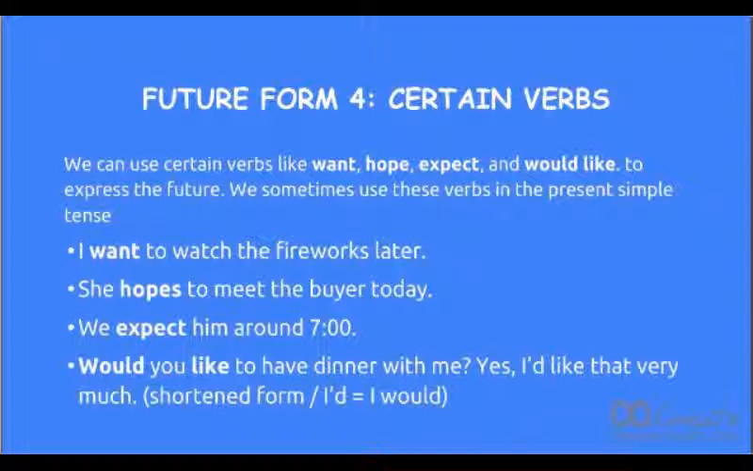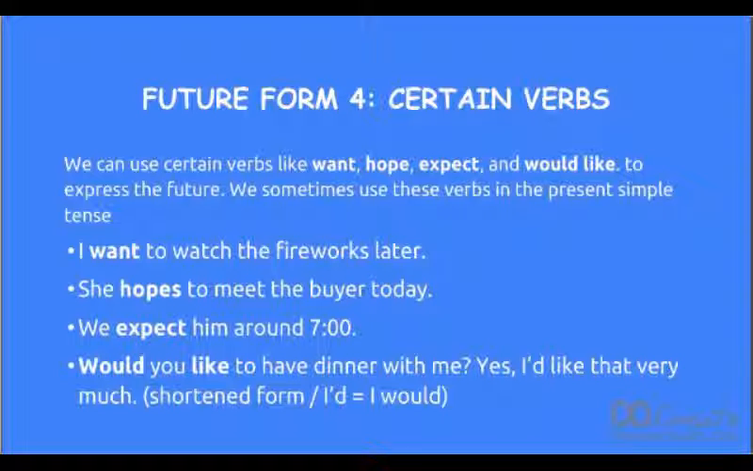The fourth form is certain verbs like want, hope, expect, and would like. We use these sometimes to express the future in the present simple tense. Let's look at some examples. I want to watch the fireworks later. She hopes to meet the buyer today.